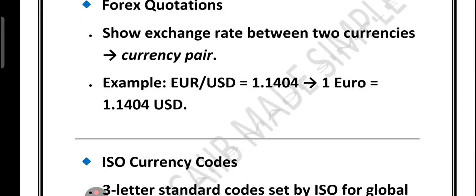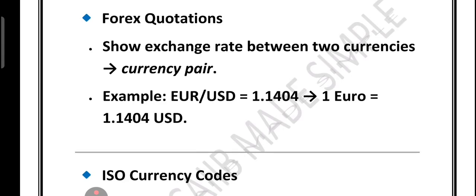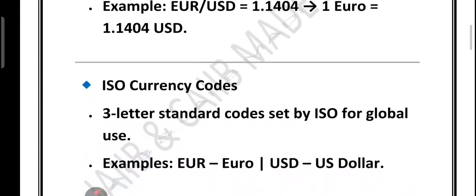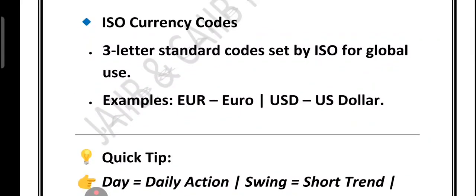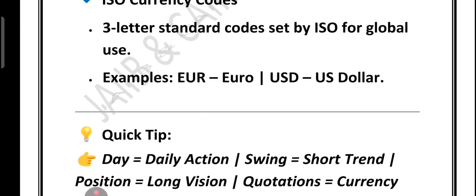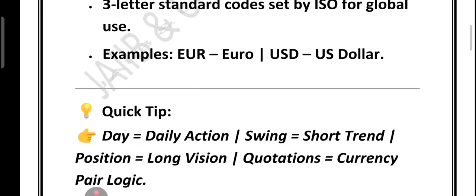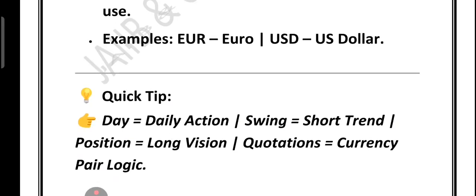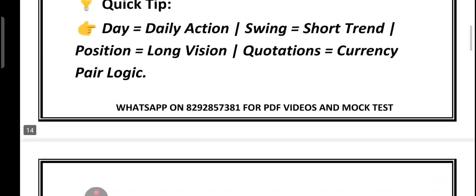Now if we talk about the forex quotation, when I say quotation, what does it mean? It shows the exchange rate between two currencies. Suppose we have a currency pair and we want to know the exchange rate, so that can be known through the forex quotation. Suppose I say euro per dollar is 1.1404. So that means 1 euro is equal to $1.1404. The ISO currency code is a 3-letter standard code set by ISO, the International Organization for Standardization, for global use, like EUR for euro, USD for US dollar. So remember, day means daily action, swing means short trend, position means long vision, and quotation means currency pair logic.